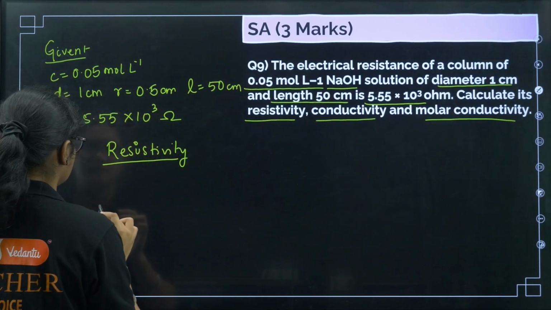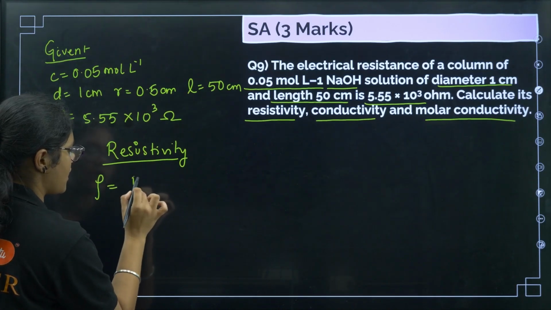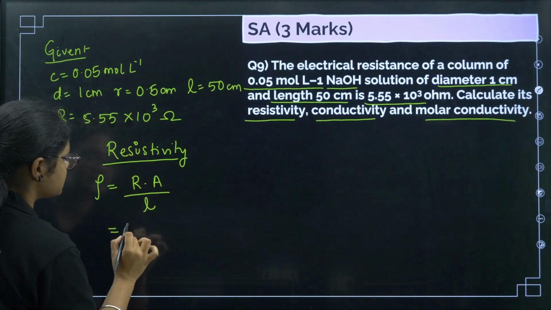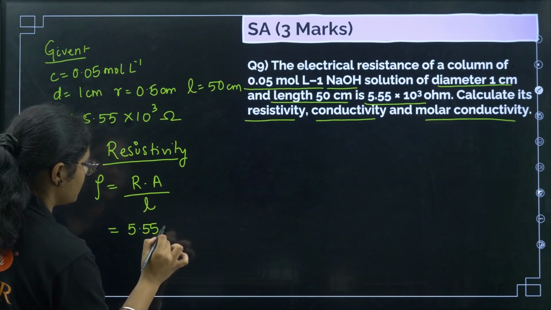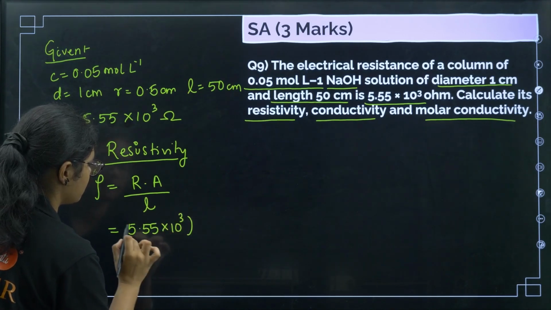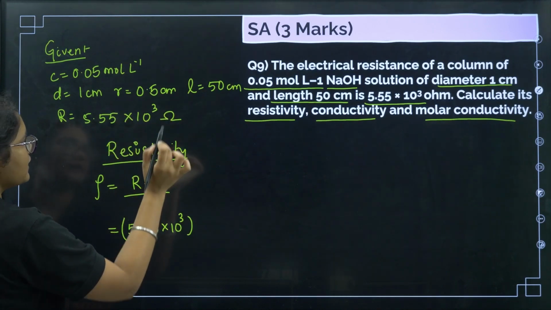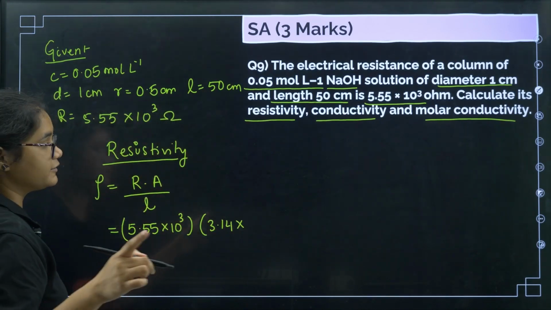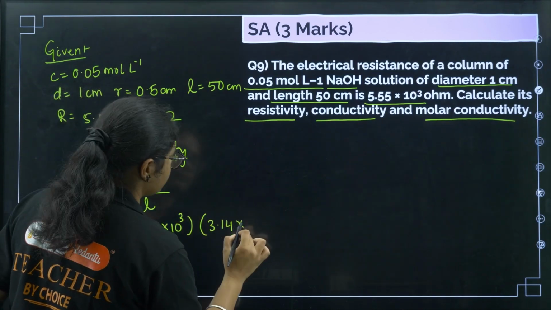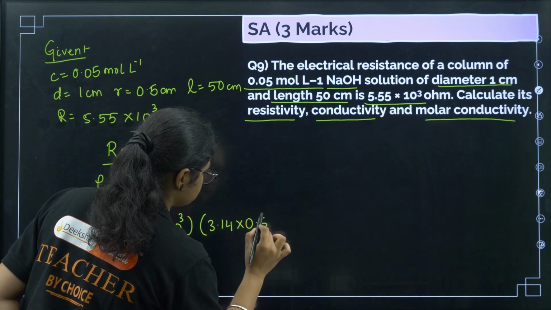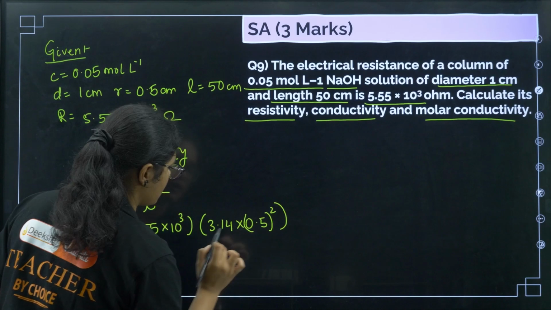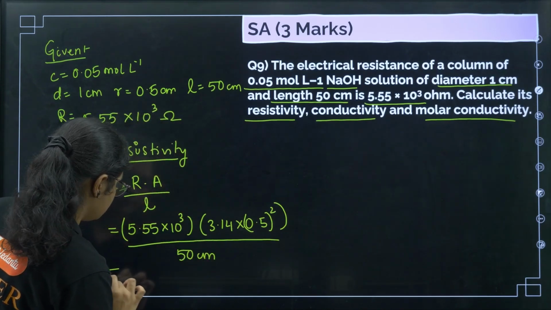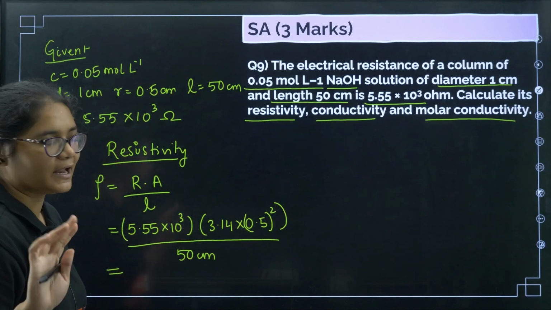Here resistivity rho is equal to R into A by L, where A is area. Resistance is 5.55 into 10 to the power of 3. The A value is pi r square, so we have 3.14 into 0.5 square, divided by L, which is 50 centimeter. Now you will solve this and be able to calculate the value.